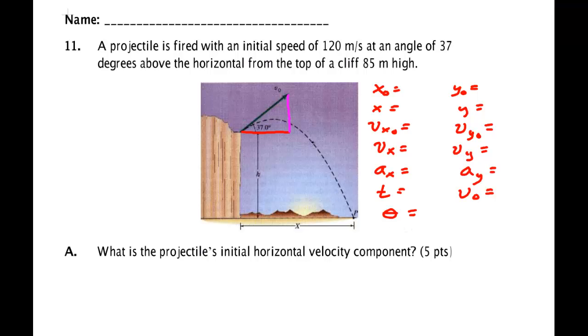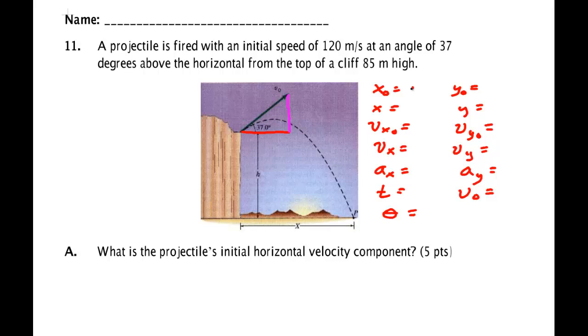This is part 2 of the solutions for test 5 in the AP Physics class in the fall of 2013. We're looking at problem 11 now, and problem 11 is a projectile motion problem. So we're going to need to fill out our table.